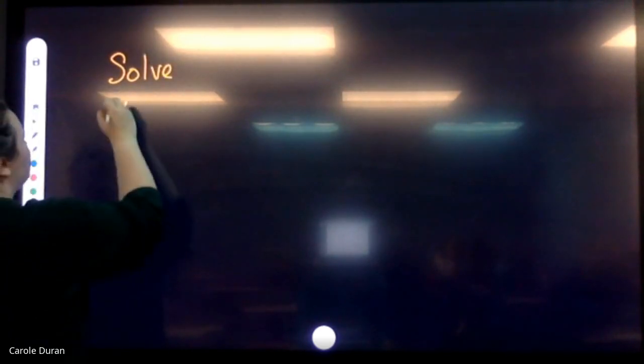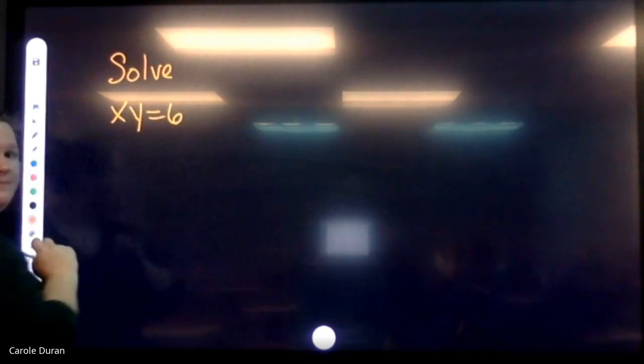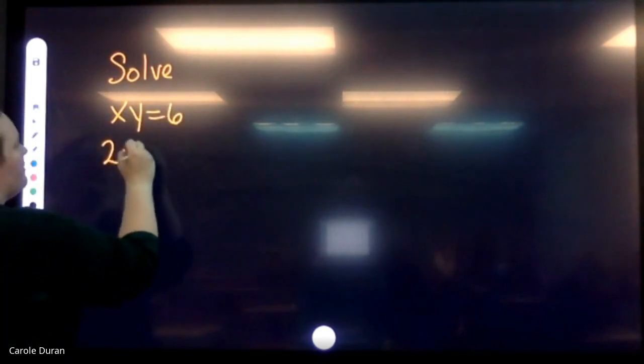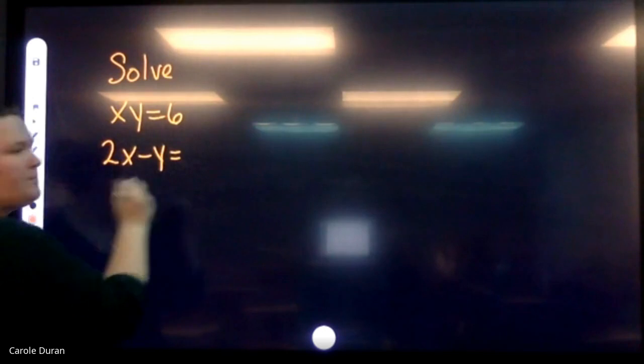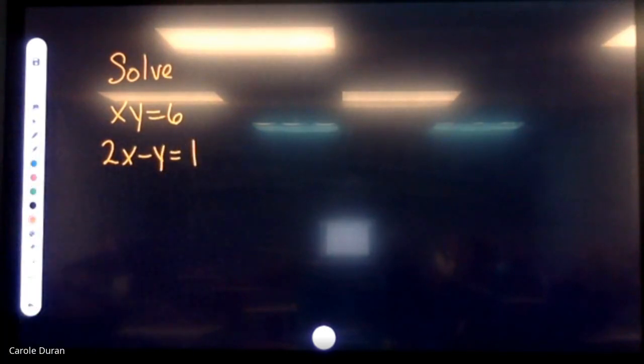So the next problem asks us to solve xy equals 6 and 2x minus y equals 1. Give it a second. So this one is definitely different than what we have looked at before because it has multiplication between the x and the y in the first equation instead of addition or subtraction. It's still okay. It's still an equation. It's just not a straight line, which is fine.